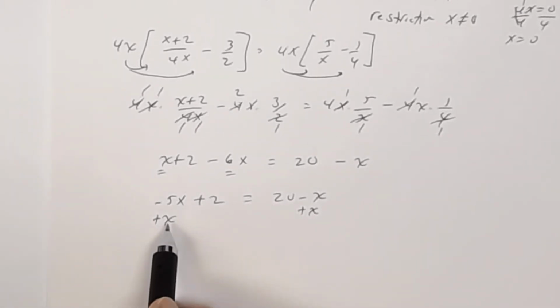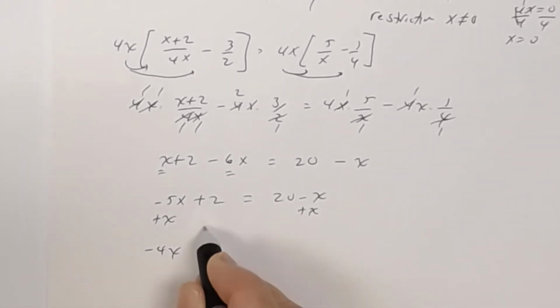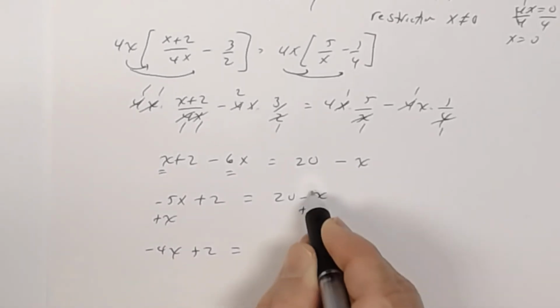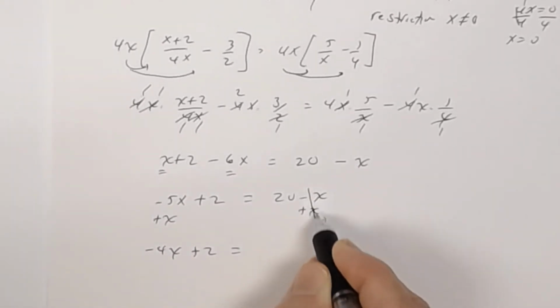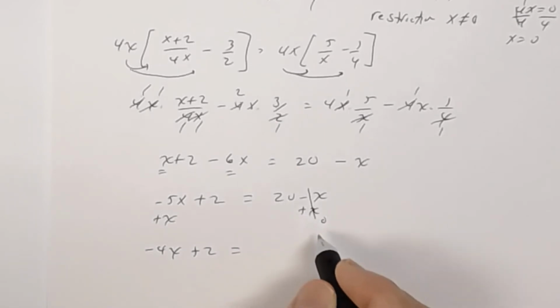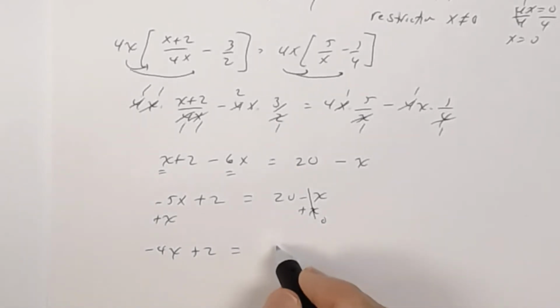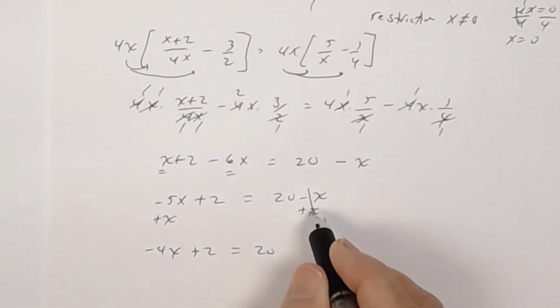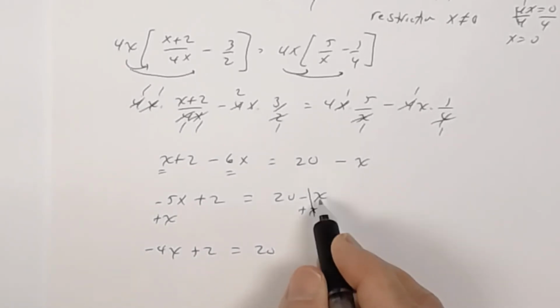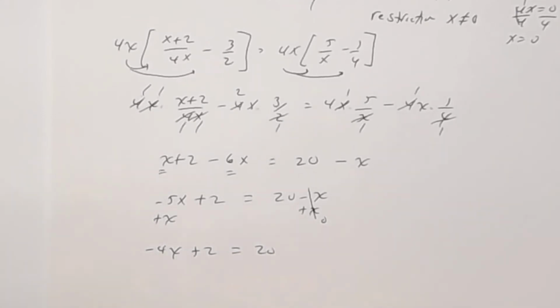A negative 5x plus x is a negative 4x plus 2 equal, when I combine like terms, these add up to be 0, because negative 1 plus 1 is 0, and then 20. So the coefficient here is negative 1, the coefficient here is positive 1, negative 1 plus 1 is 0, so therefore negative x plus x is 0.